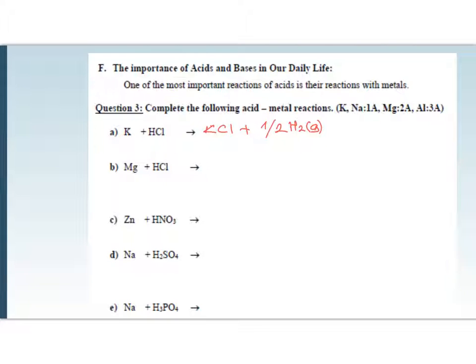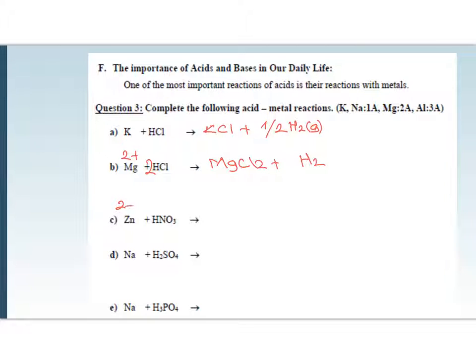When you balance it, you're going to see that this is already balanced. Next one, magnesium is in group 2A, so it has an oxidation number of 2+, so it produces the salt magnesium chloride and again hydrogen gas. So how can you summarize it? You can say that if you have an active metal, when it reacts with an acid, it produces a salt and hydrogen gas. So this is a kind of displacement reaction. Zinc is in the group of B's here, 2B.